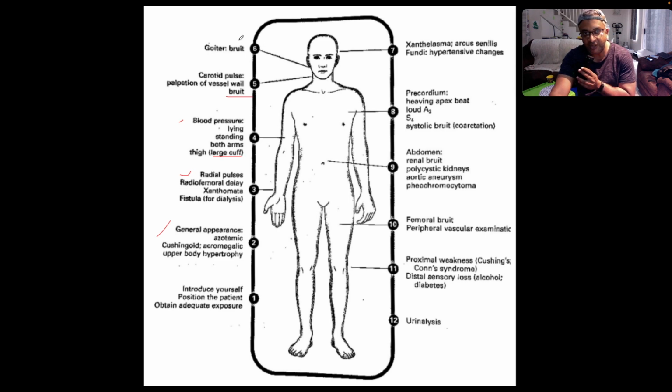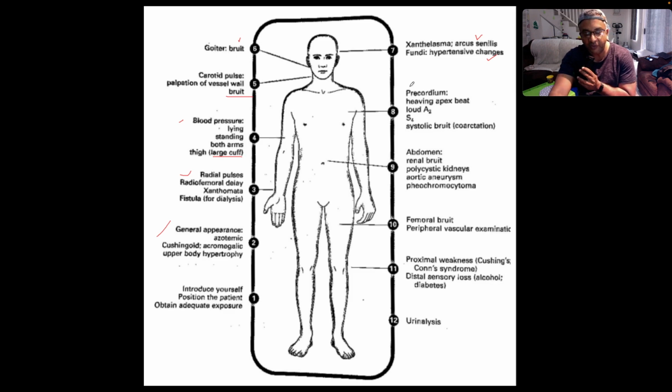At the same time, check if there's a goiter and if there's a bruit overlying the goiter, which probably speaks to hypervascularity of the gland, most commonly in Graves, which is a secondary cause of hypertension. Work your way up into the eyes, check for xanthelasmata, which speaks to arcus senilis and dyslipidemia, and the fundi for the hypertensive changes or retinopathy.